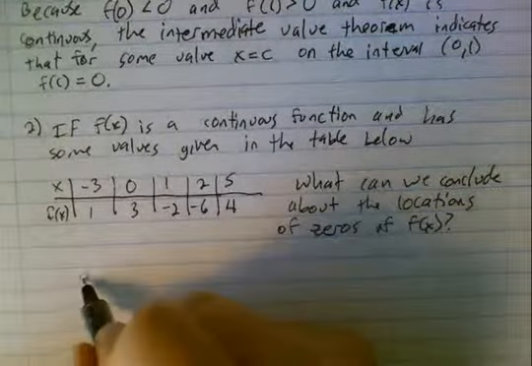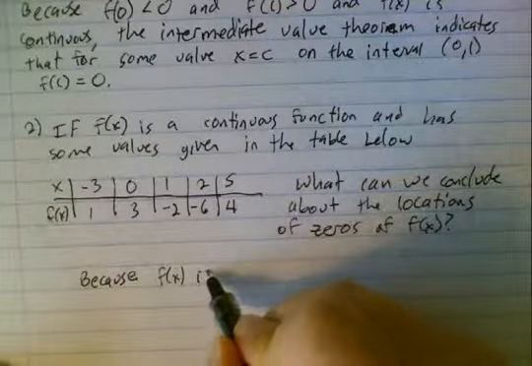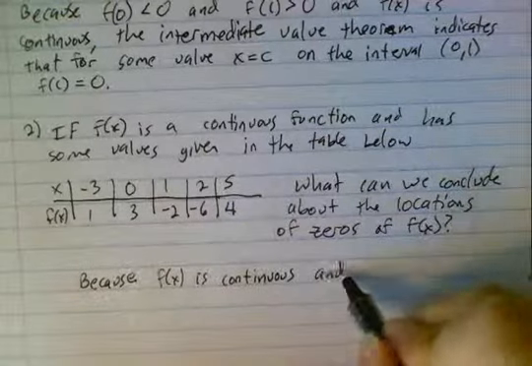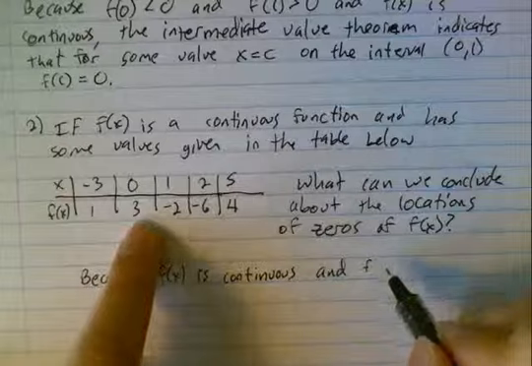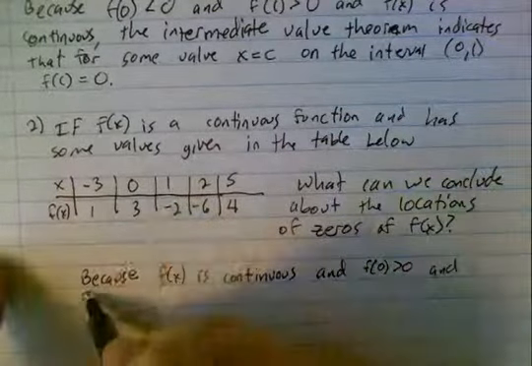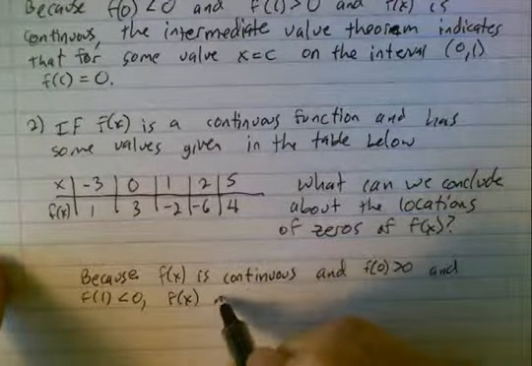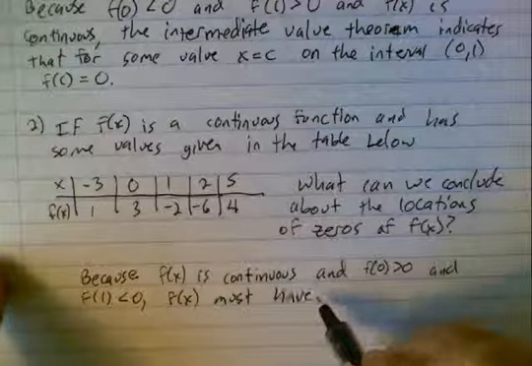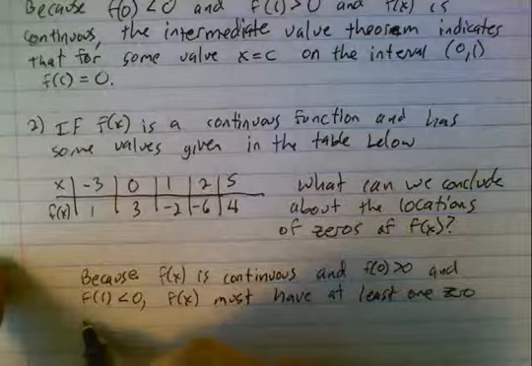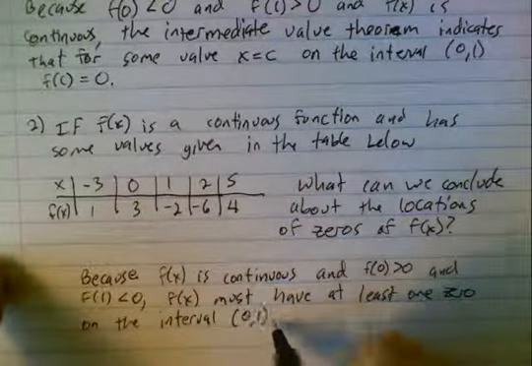Well, because f of x is continuous, and f of 0 is greater than 0, and f of 1 is less than 0, f of x must have at least one 0. Could have more. On the interval 0, 1.